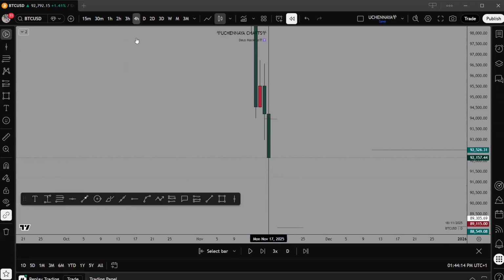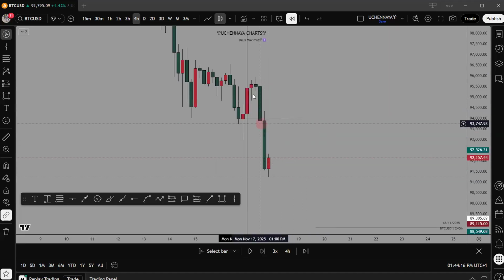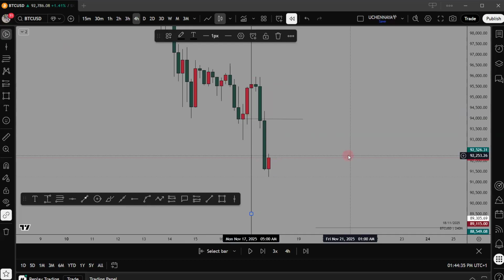Now, this is a daily rejecting daily. This is where the rejection happened. And now this is your H4 breakout. Since this is where the rejection happened, let's say around here.